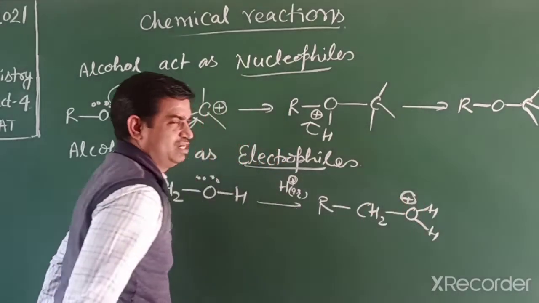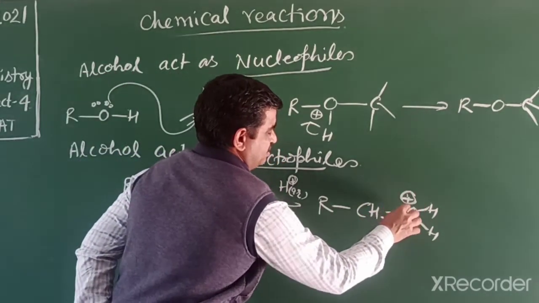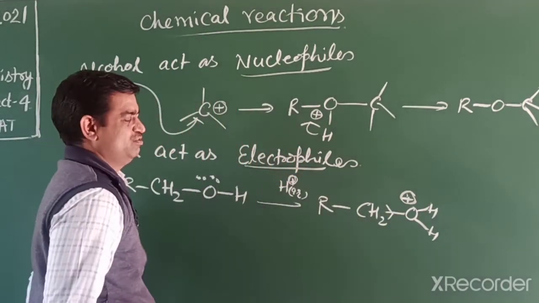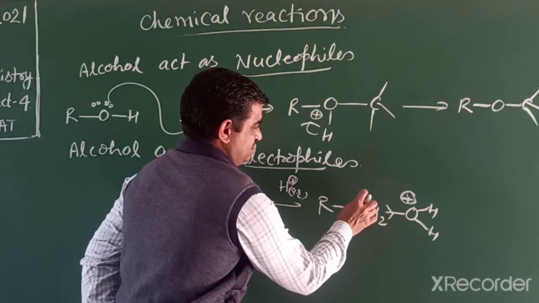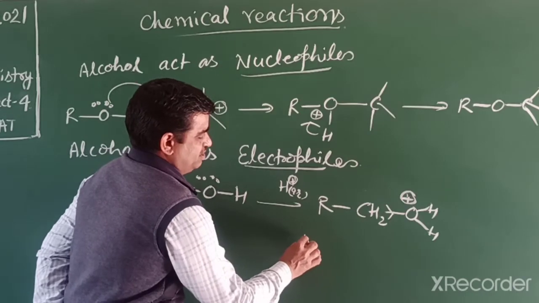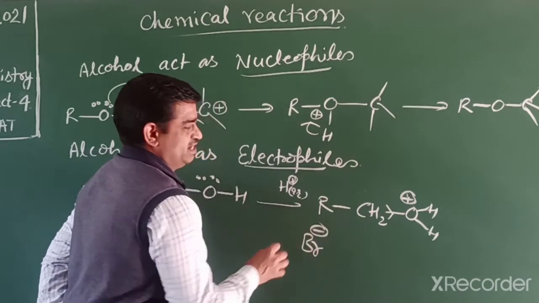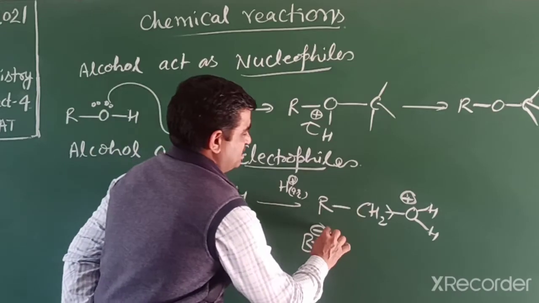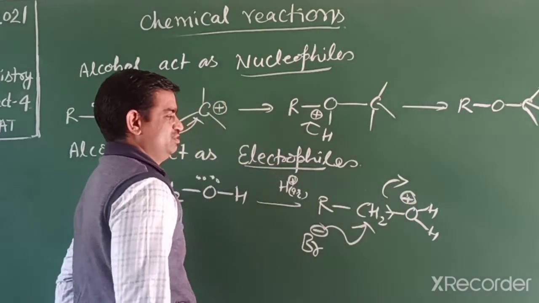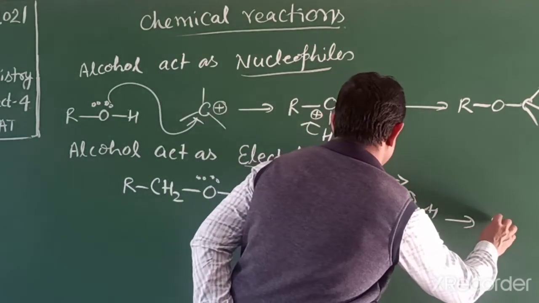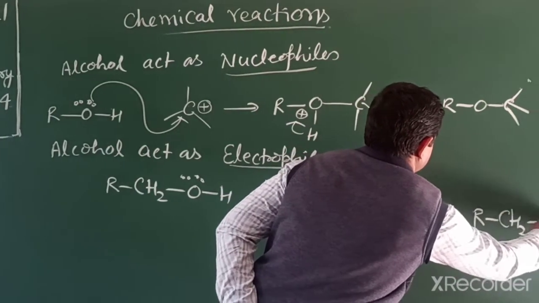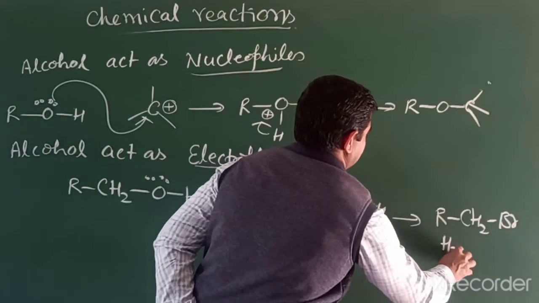Oxygen bears a positive charge, then this oxygen attracts electrons from this carbon-oxygen bond. So this carbon gets positively charged. Another nucleophile like bromide or any other halogen ion can attack this carbon and the water molecule dissociates and we get this type of product, means alkyl halide, and water is released.